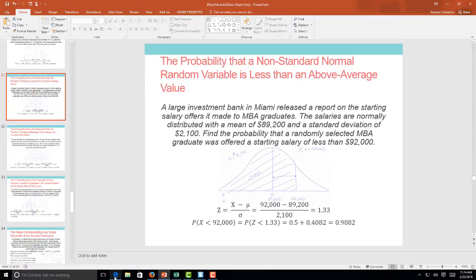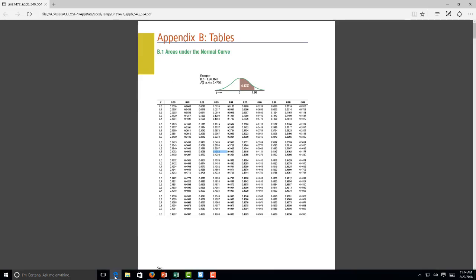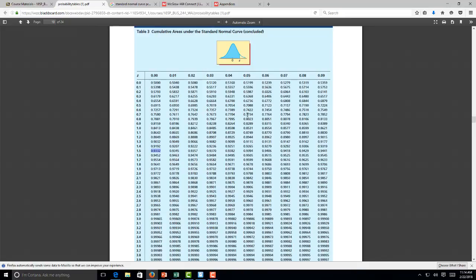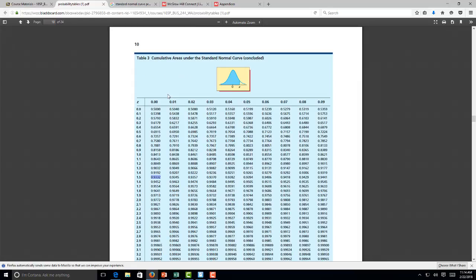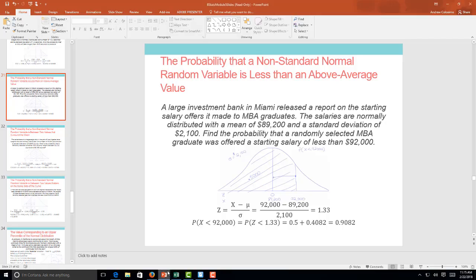Now we can also go back and use the other table. This is actually a lot simpler if we use the table looking at the curve as a whole, because this is looking at the extreme left to that point. So if we go to our 1.33, what do you notice? We already have 0.9082. That's because it's looking at the probability from the extreme left to that point, which is exactly what we want to look for. So the answer that we get there is going to be the answer.